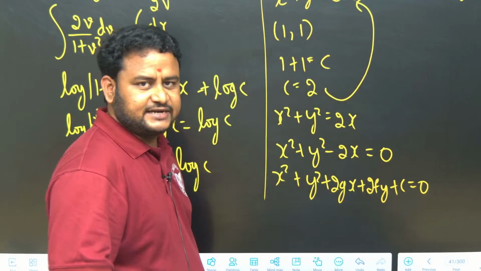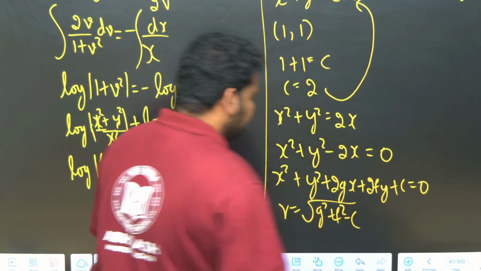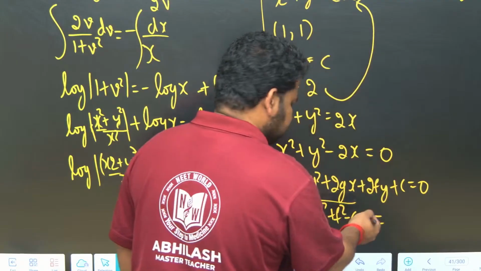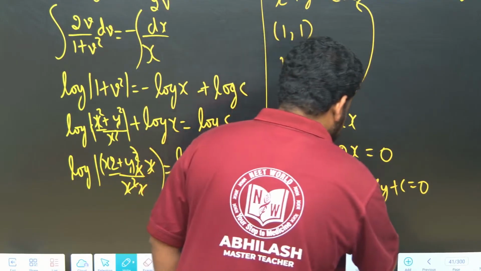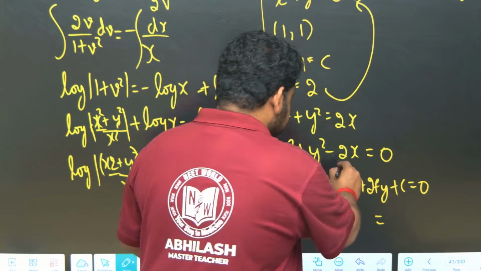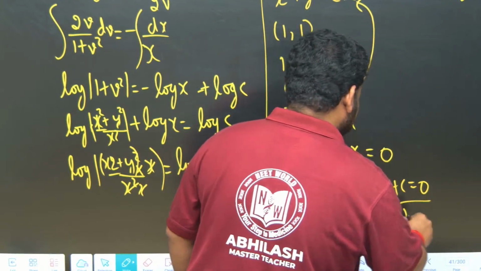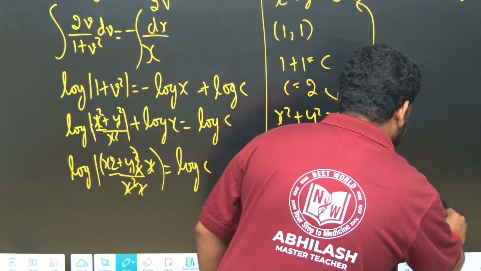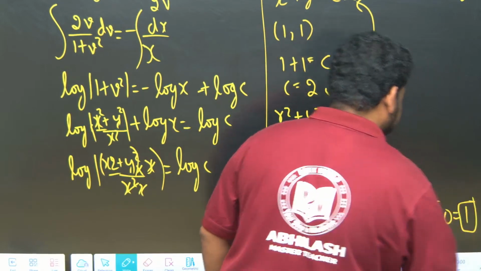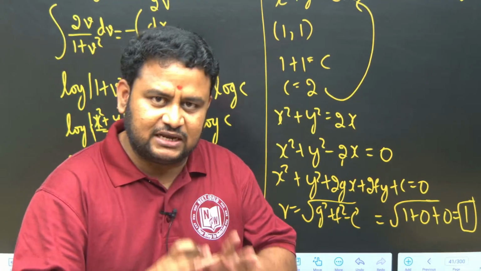Now if I want to find the radius, the radius is the square root of g square plus f square minus c. Now if I put the values, g is nothing but 1, so square root of 1. f is not there, so f is equal to 0, and c is not there, so that is equal to 0. So square root of 1 is nothing but 1. So I got the radius as 1. This is the equation of a circle of radius 1.